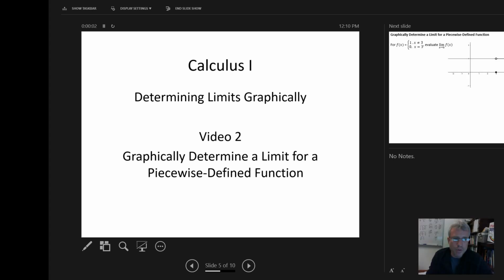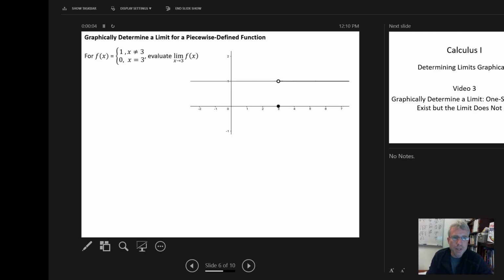So in this video, we're going to graphically determine a limit for a piecewise defined function. Here we have the function f of x equals 1 as long as x isn't equal to 3, and f of x equals 0 when x is equal to 3. The first step is to graph the function, which I've already done, but in the homework you'll probably need to graph things yourself.